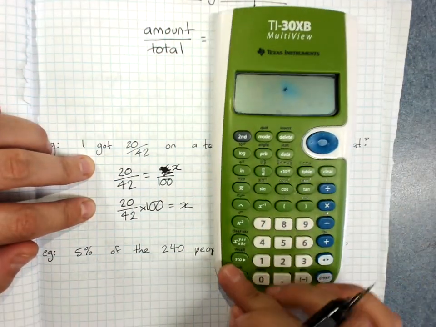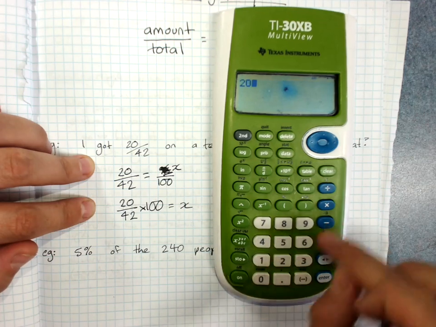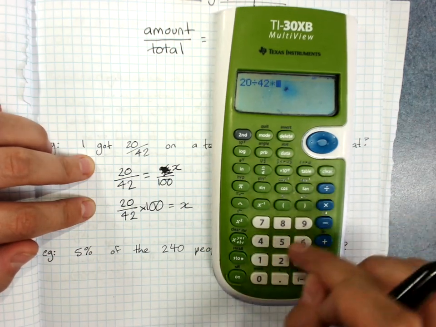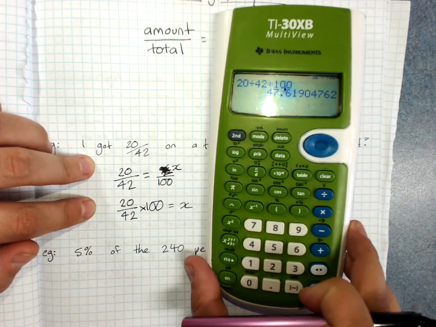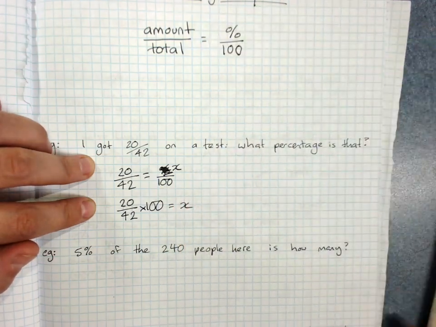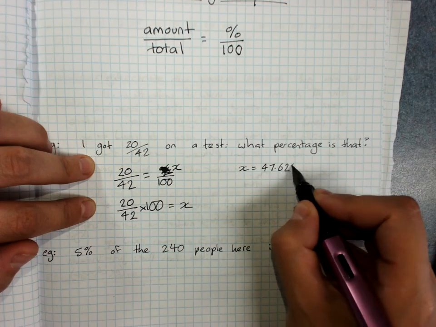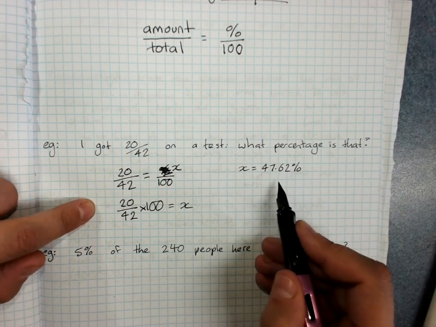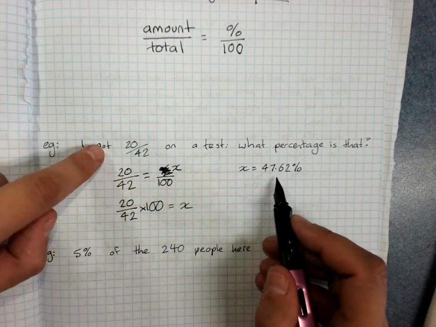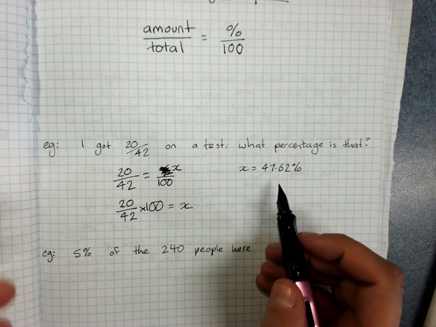Grab my calculator. 20 divided by 42 times 100 is 47.62%. Guess we failed the test. And that's a bit less than 50%. Bit less than 50%. We're right.